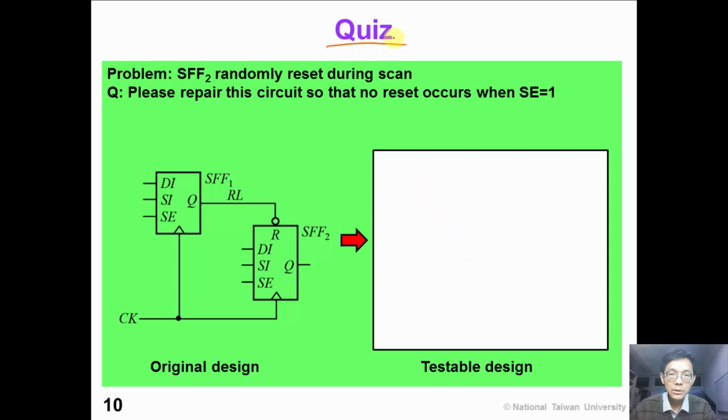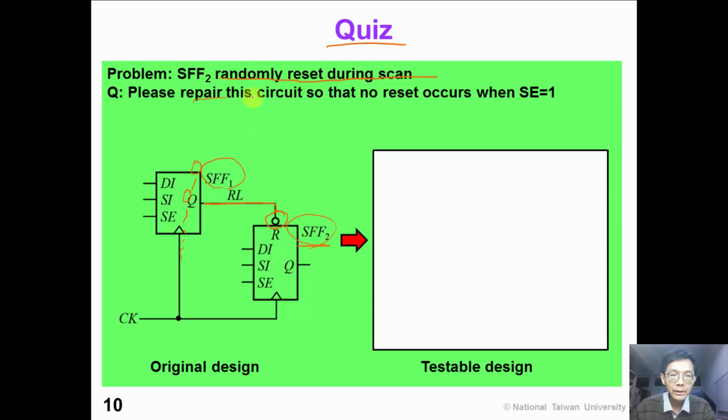Now please work on this quiz. Suppose that we have this asynchronous reset in this flip-flop. The reset signal is coming from scan flip-flop number 1. This is a good design. However, in test mode, we can have 0, 1, 0, 1 random bits coming in to scan flip-flop number 1. In this way, scan flip-flop number 2 can be randomly reset during scan shift.